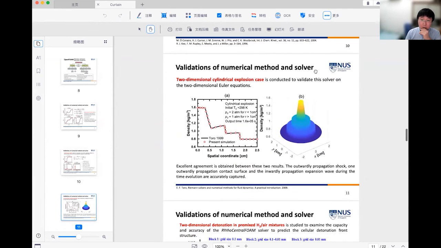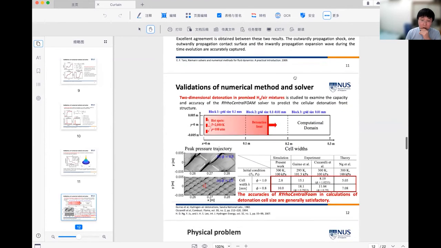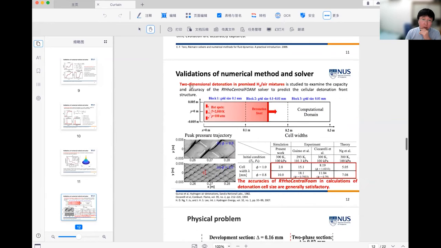The third benchmark is a two-dimensional cylinder explosion case. It is conducted to validate this solver on the two-dimensional Euler equations. The final case is two-dimensional detonation in premixed hydrogen air mixture. It is used to examine the capacity and accuracy of the solver to predict the cellular detonation front structure.